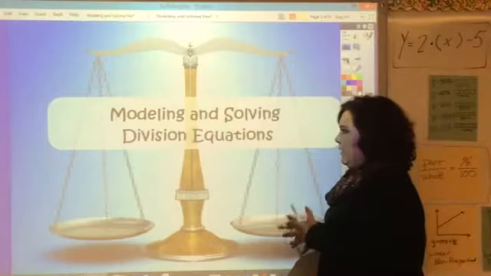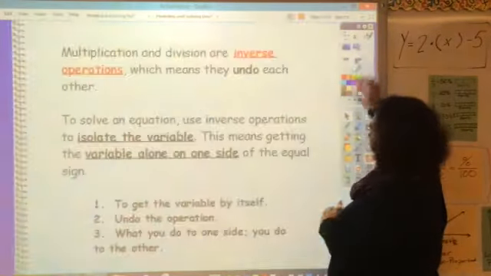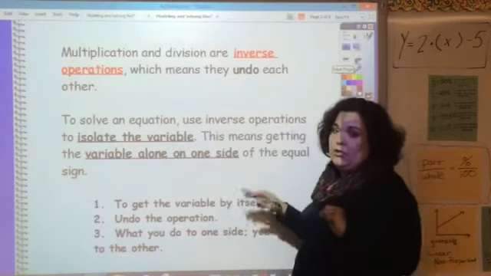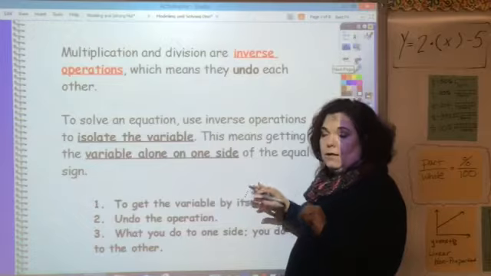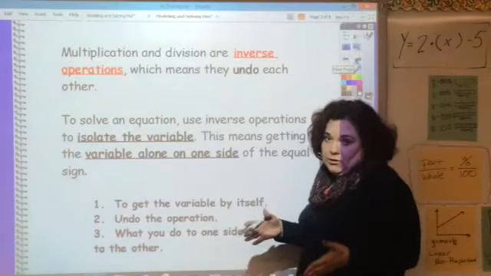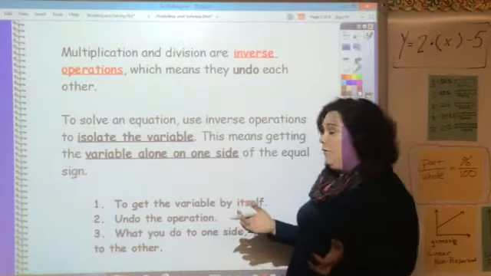So this video is on modeling and solving division equations. And what you know so far is that to solve an equation, you're going to get your variable by itself. These are division equations, so you're going to solve them by undoing that with multiplication. And whatever you do to one side, you have to do to the other.